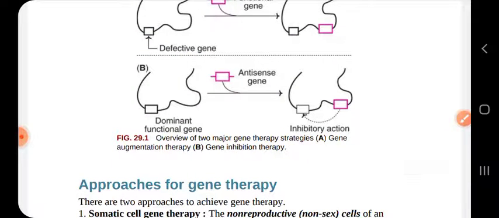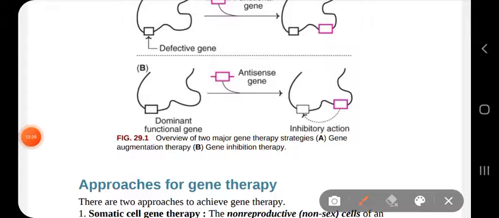Second is gene inhibition therapy. In gene inhibition therapy, suppose this is a gene which has become mutated and malfunctional. Suppose it is overexpressing, or it is not regulating that particular event. For example, most of the cell cycle regulatory proteins, if they become mutated, will not regulate the cell cycle.